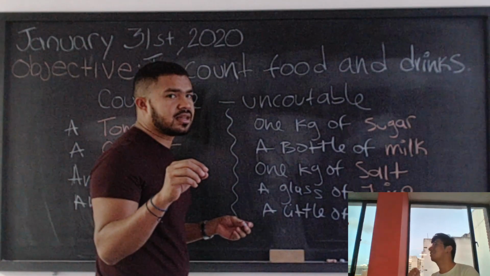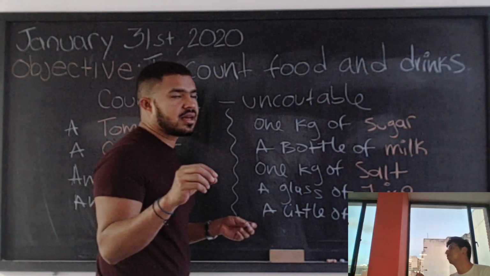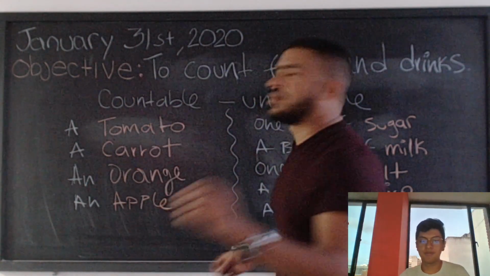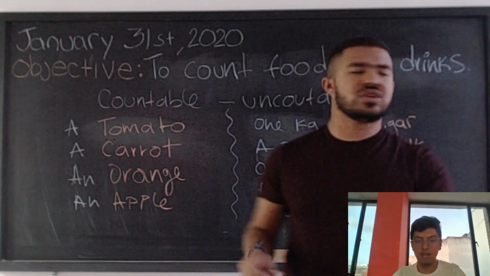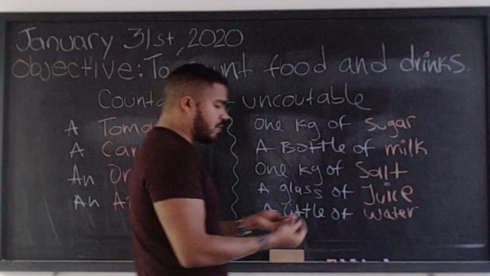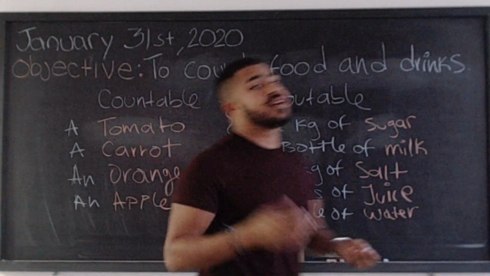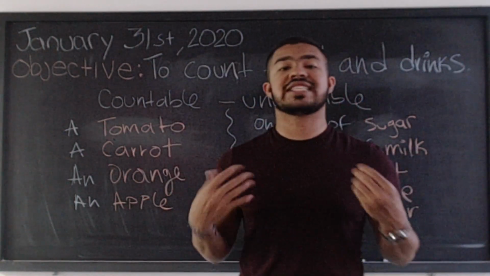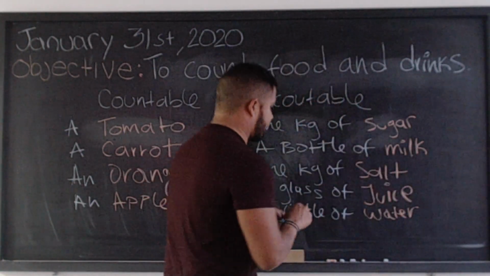S-L-I-C-E. No, S-L-I-M-E. Okay, good. But before that, guys, I want to introduce this example. So, for example, another food that is uncountable is the bread. Okay, the bread.